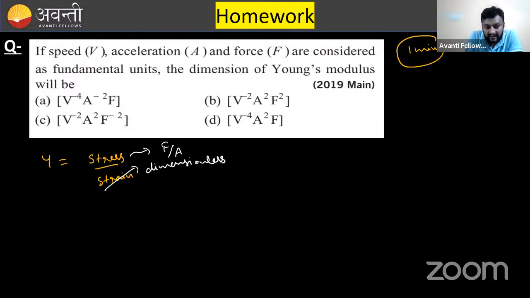So can you find the dimension of Y? First question is this. Young modulus is what? Stress over strain, out of which strain is dimensionless. So Young modulus will have a dimension of stress, and stress is what? Force per unit area. So first of all, tell me the dimension of Young modulus.